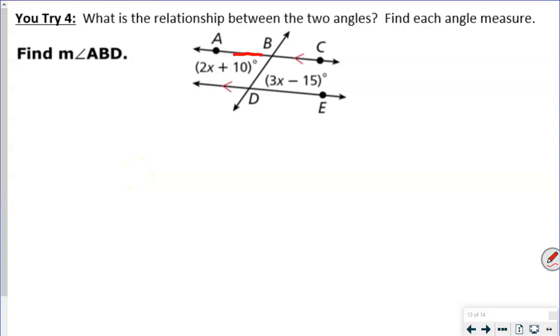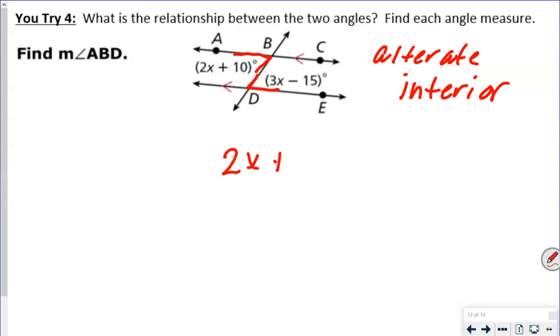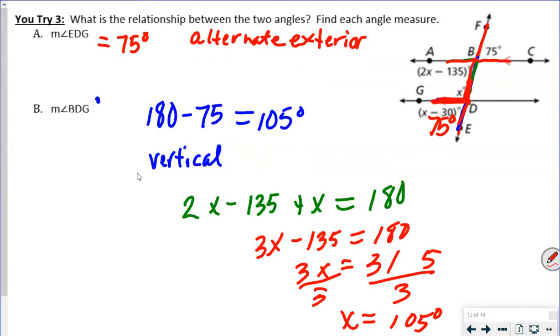So we're talking about this angle and this angle, okay? So what do we know about them? They're alternate sides of the transversal, interior, inside the parallel lines, right? So we know that they're congruent. So we can say 2x plus 10 is equal to 3x minus 15. This time we had no measure, so we're actually going to have to solve the problem this time, right?